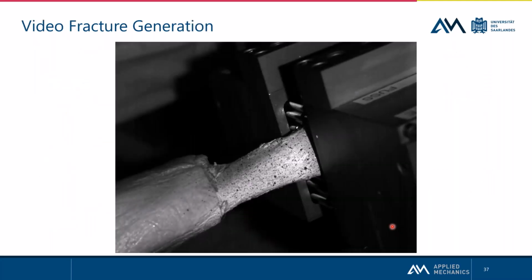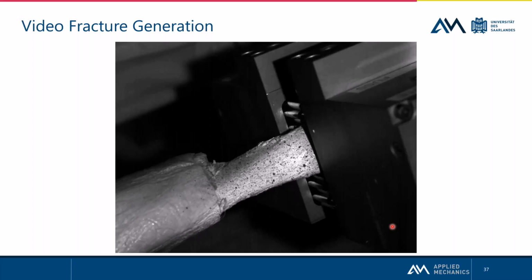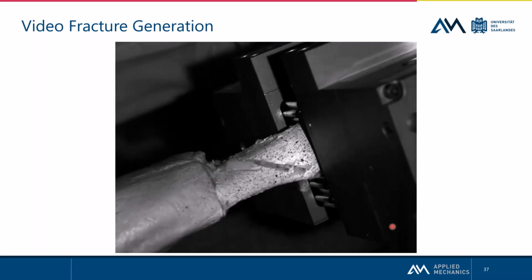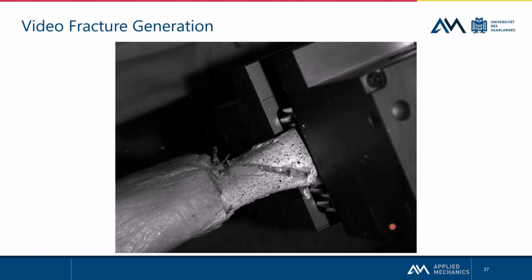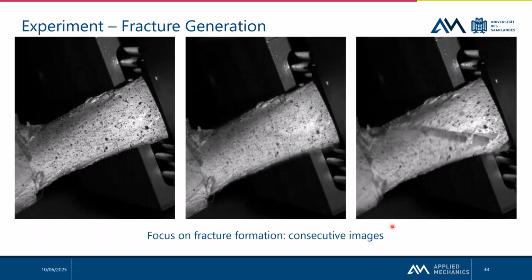And now I have a little video of this fracture generation from the specimen. You can see here the rotation at the distal side of the tibia, and there we got our spiral fracture on the specimen. For evaluation, we take a closer look at the fracture formation in the consecutive images, and you can see the 3 images and the spiral fracture.